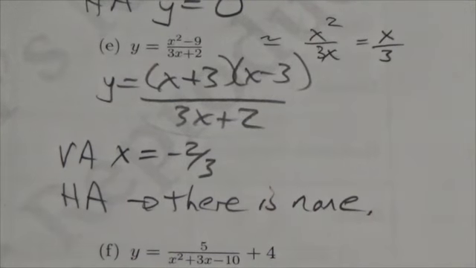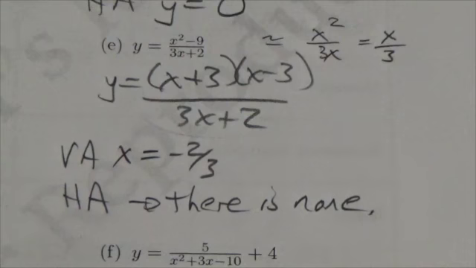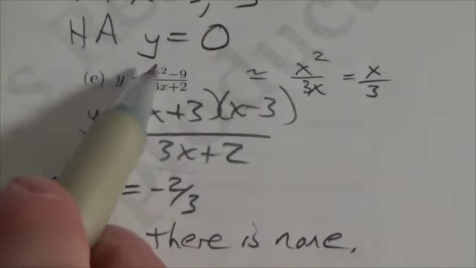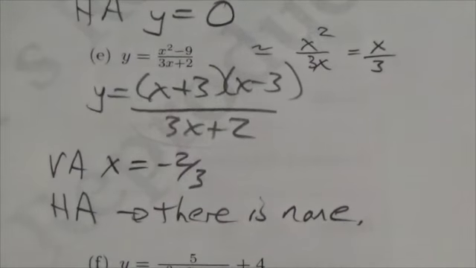Okay? All we've got here is that vertical asymptote at negative 2/3. And that's going to be true if the degree of the numerator is larger than the degree of the denominator.